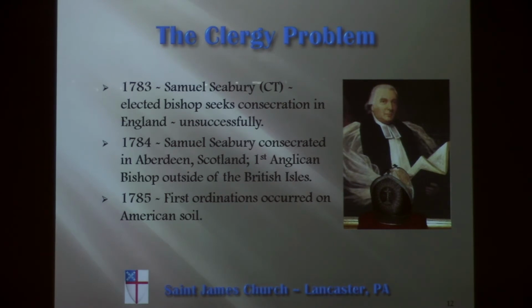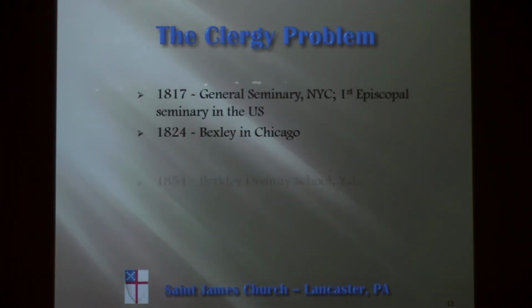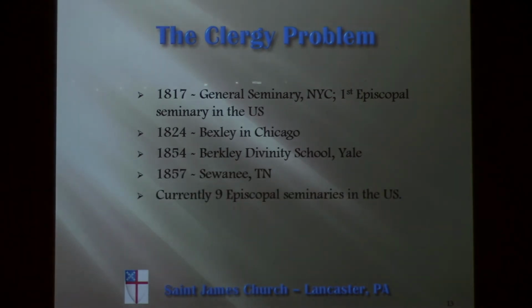So now we had a bishop, and we were able to ordain priests. But we didn't have any seminaries, so the priests still had to come from England. It wasn't until 1817 that we had General Seminary in New York City, the first Episcopal Seminary. The commissary in Virginia started the William and Mary College, but that was not a seminary. Subsequent seminaries were started in 1824, 54, and 57. Right now we have 9 seminaries in the United States.